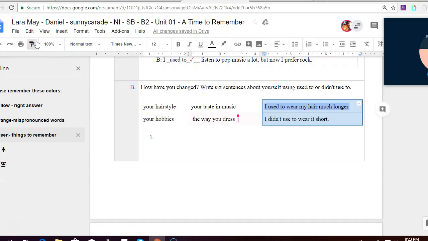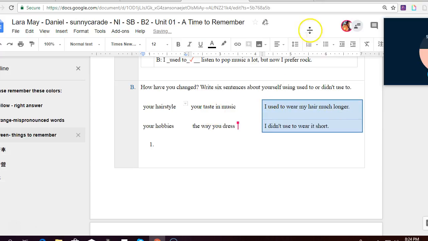I mean this sentence. I used to wear my hair much longer. Okay. How about the second sentence? I didn't used to wear it short. Okay, good. So just like that, you will create a sentence. It depends on the given words, whether you used to wear that hairstyle or you didn't.